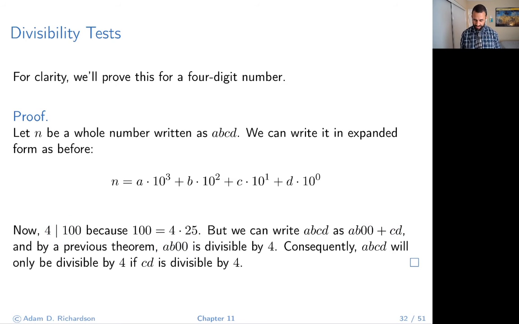So that means the whole number, ABCD, will be divisible by 4 if the number formed by the little digits at the end is divisible by 4. If CD is divisible by 4, then the whole thing is divisible by 4, because all the previous stuff is already divisible by 4. Pretty cool, huh? I think that's pretty cool.